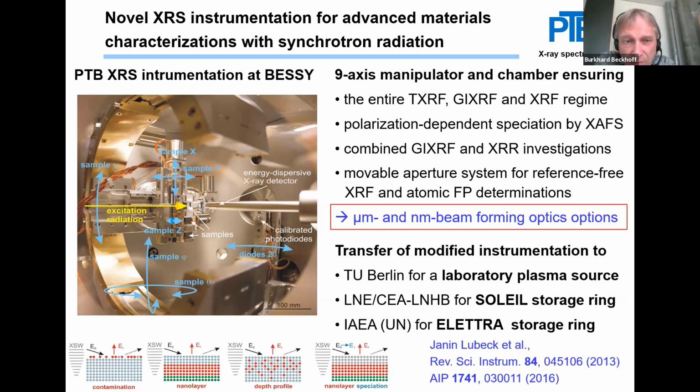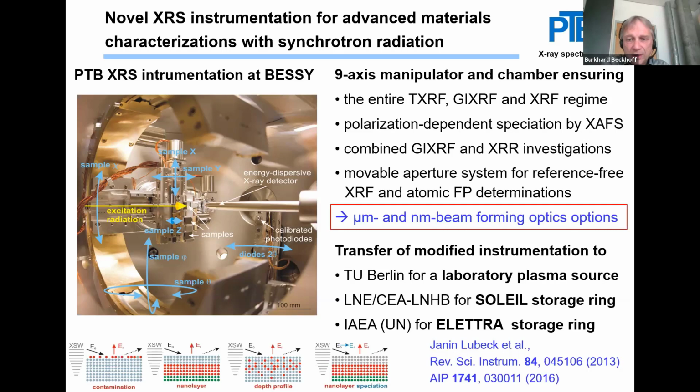We can perform XRF under grazing incidence, including the TXRF regime, in conjunction with X-ray reflectometry, which is a direct means to probe the X-ray standing wave field that we need for quantification in TXRF or grazing incidence XRF. And we can include optics in the yellow excitation channel to go down to the micrometer, even into the nanometer range.